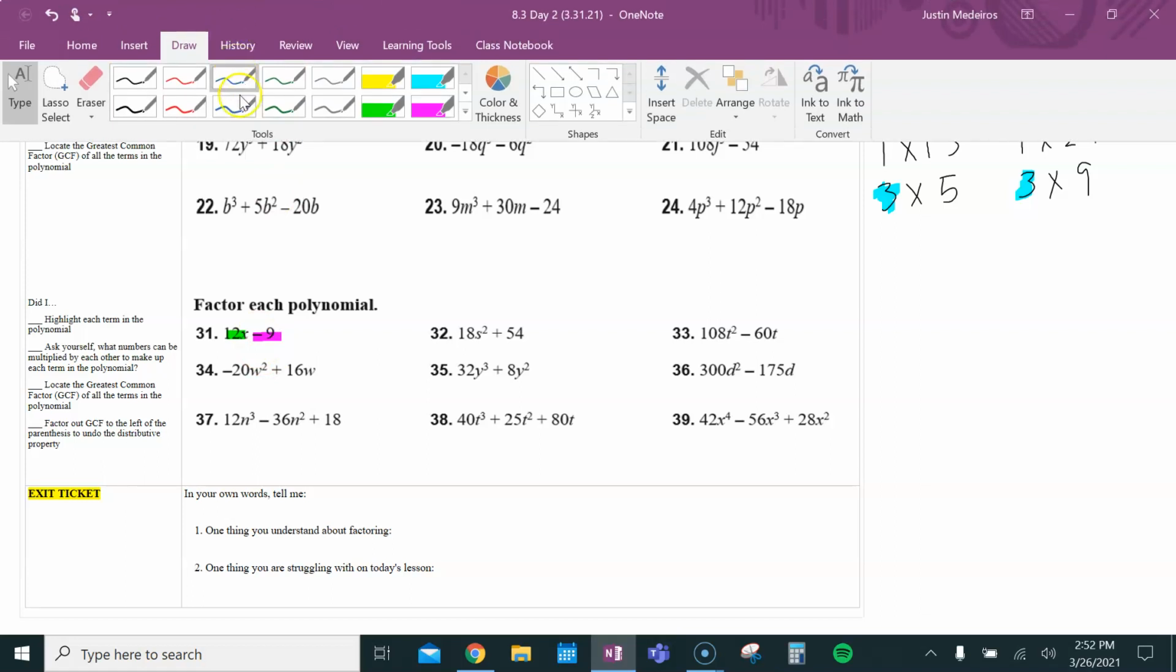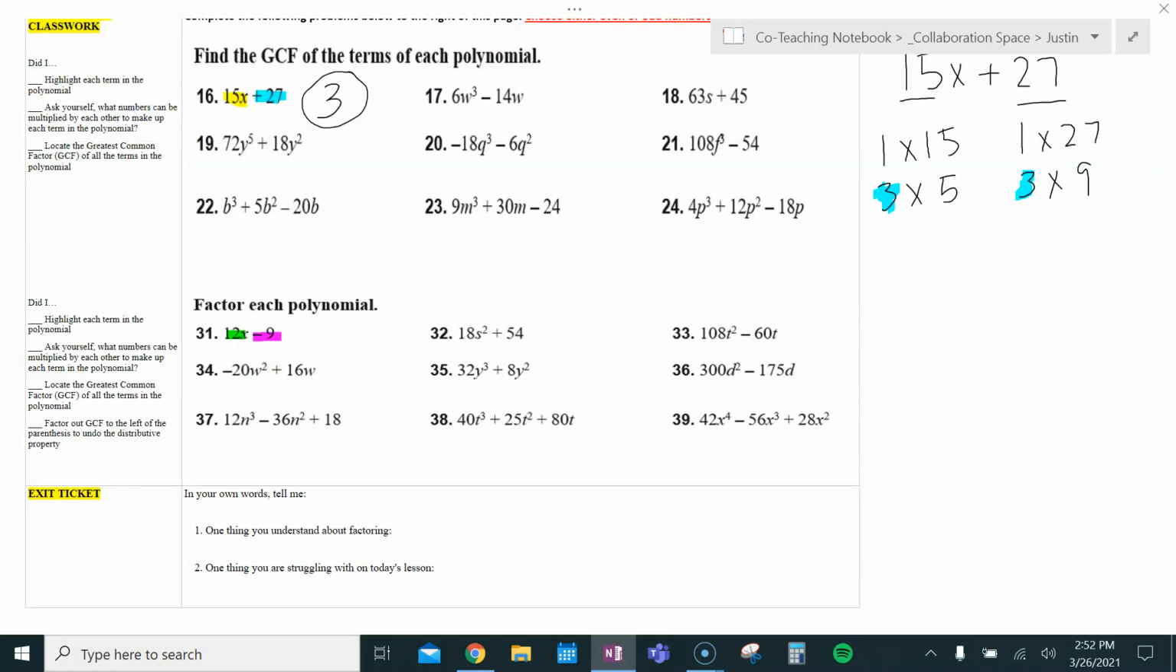Okay, on the right hand side, we're going to do the same thing. We're going to write down our 12x. Make sure that we label our answers here. This one was 31 and this one was 16. So we have 12x minus 9.